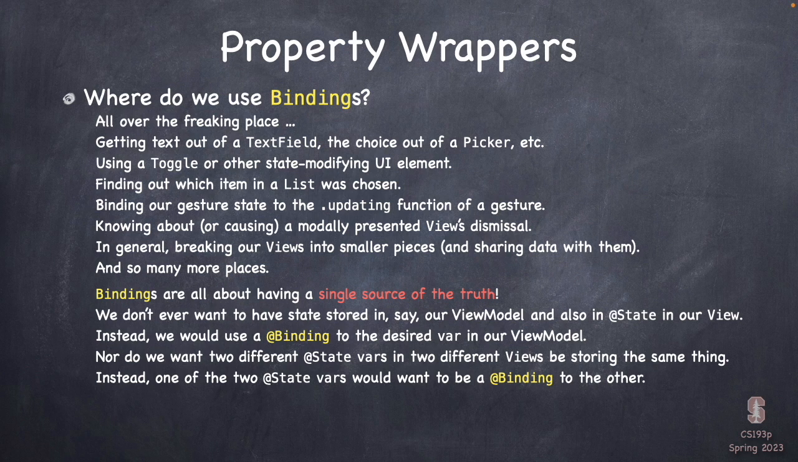We never want to copy the source of truth. We never want to say, you know, I'm going to have this view do something, I'm going to pass this value to it and have it copy it, and now they both have it in an @State. We want one of them to have it in an @State, one to be bound to it.